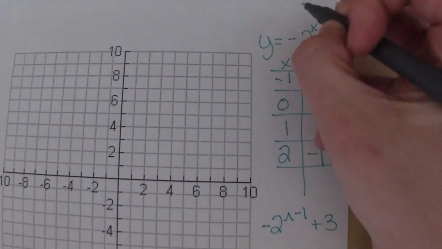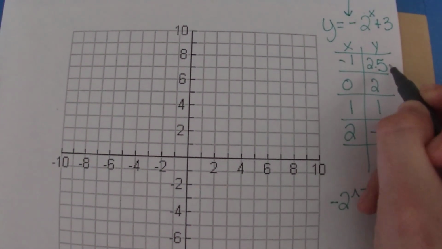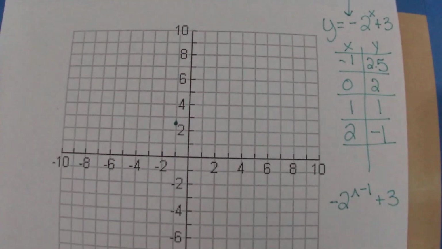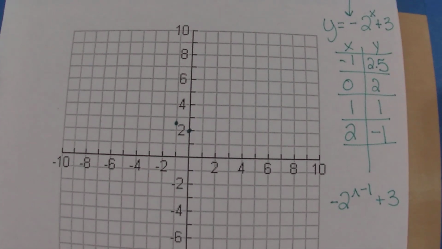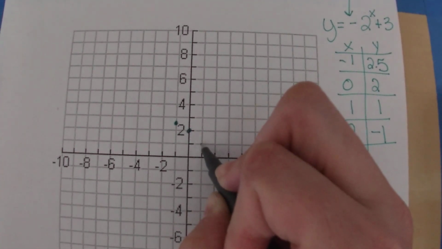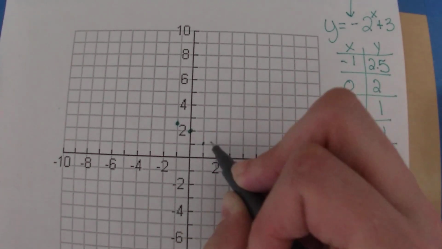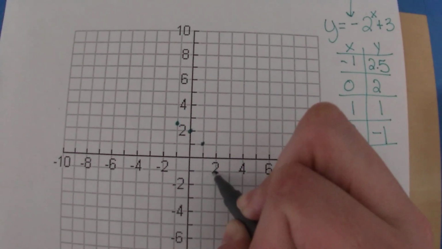Okay, now just by looking at this, this has an A value of -1, which means that we should be getting a swoop that goes downwards. Okay, so let's see if that happens as we plot our points. So we're going to plot the point -1, positive 2.5. 0, 2. 1, 1. 2, -1.